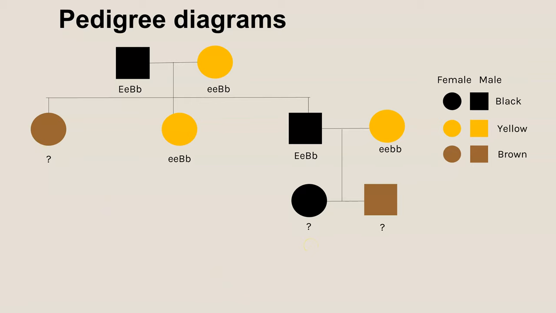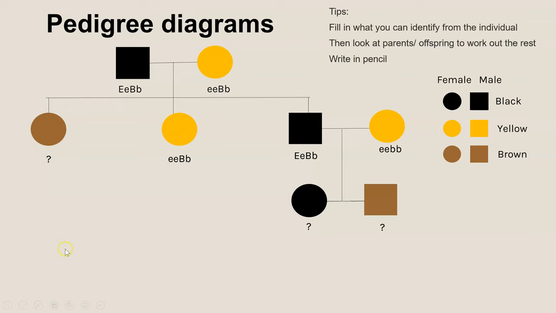My tip, first of all, before we have a go, of how to always approach these questions, is to start off by filling in what you can identify straight away. What I mean by that is, if we have a look at this individual, they're brown in colour. That means they must have at least one dominant E allele because they are expressing a colour other than yellow. And because they're brown and brown was recessive, we know they must have two copies of the brown allele. So this is what we know. We just don't know from looking at that individual what the second allele for that E gene would be.